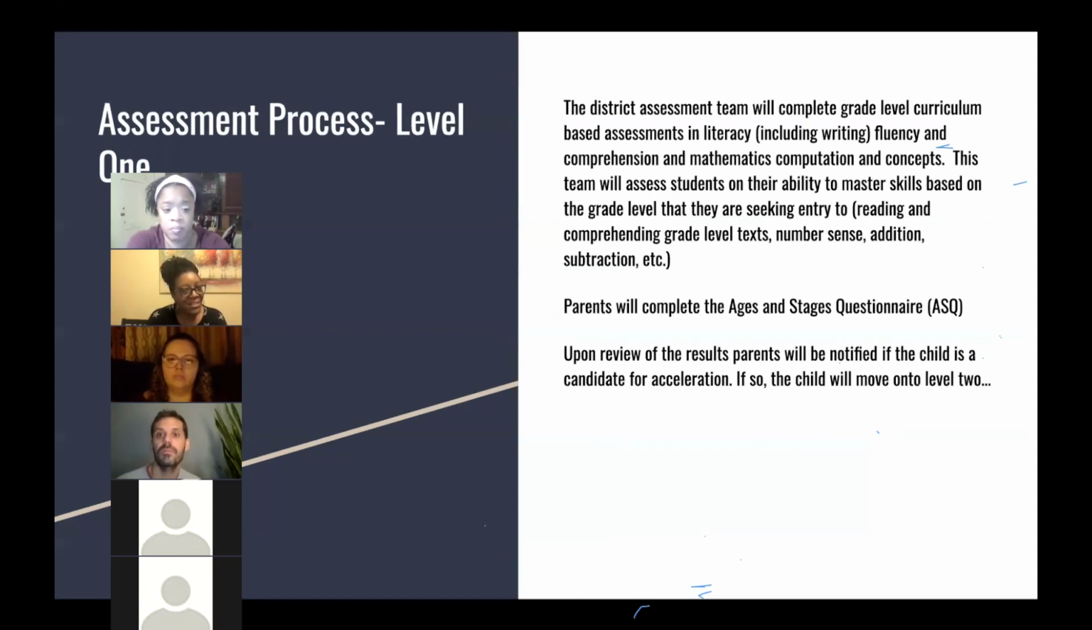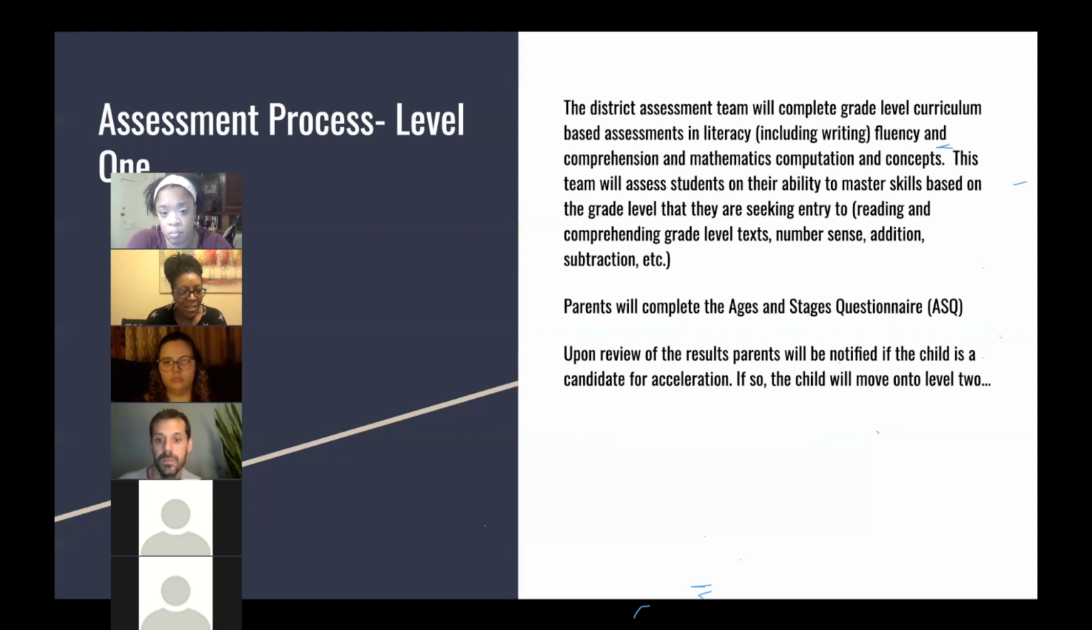So what is this process? So essentially there are two levels to the process. So we're thinking about assessment. And what actually happens first is the district assessment team will complete grade level curriculum-based assessments in both literacy, which includes writing often, and comprehension, and mathematics, computation, and concepts.